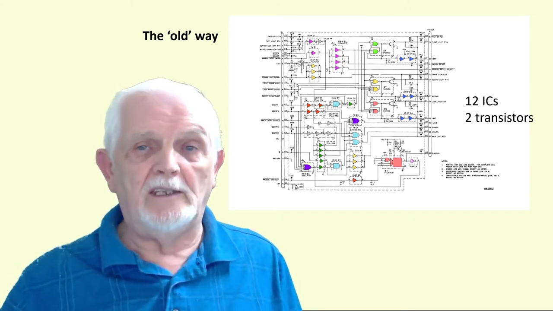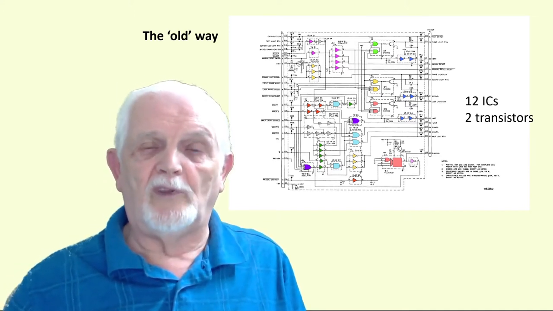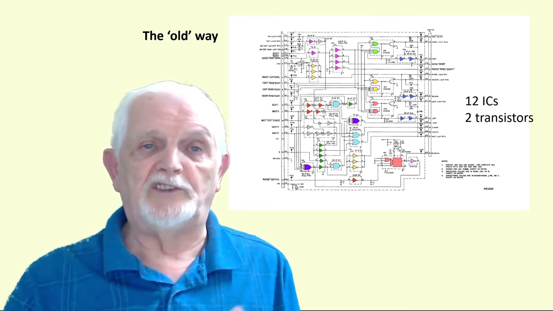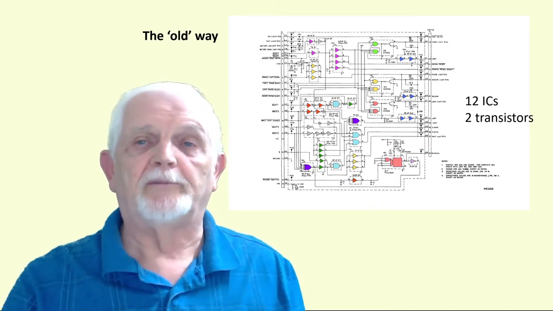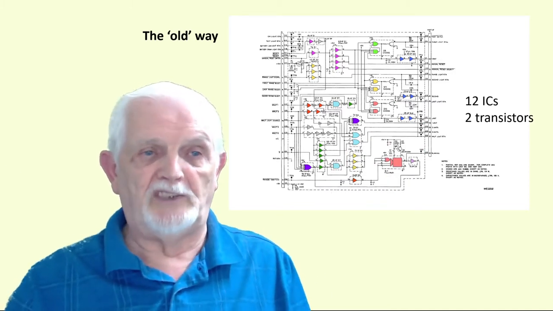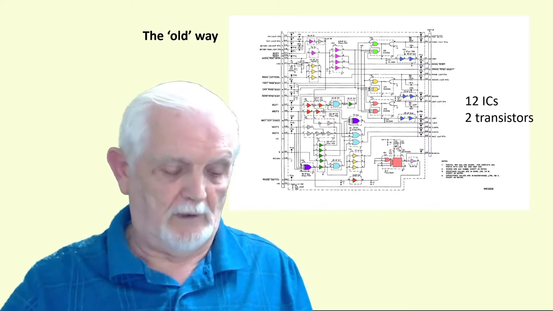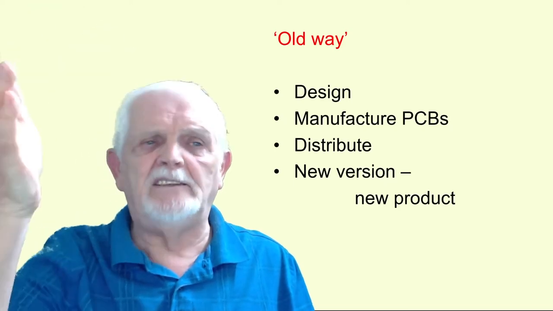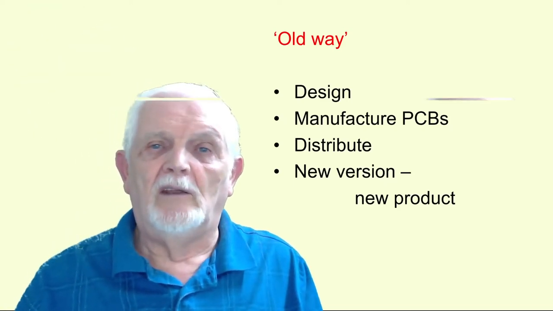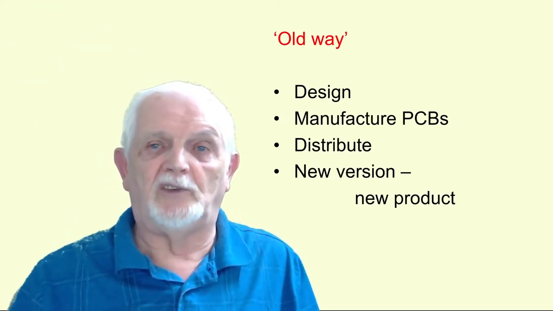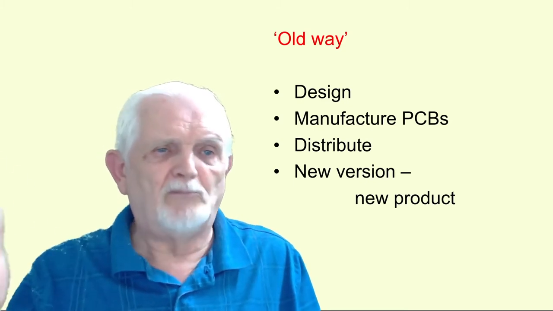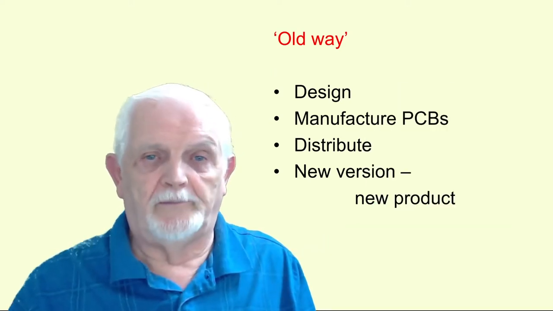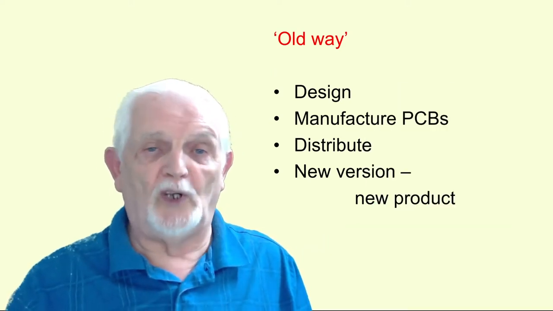So you would design a board with all these components on it, and you can see lots of inputs and lots of outputs. So you'd test it all as best you could, and that would become your finished product. So the old way we would design a circuit, then manufacture PCBs that go with it, an alarm clock or whatever you're making. You then sell the product, and there's two possibilities.